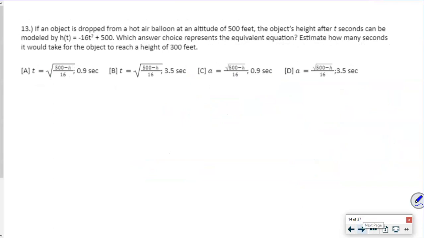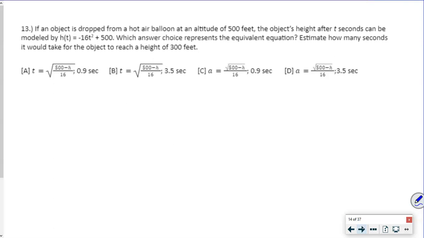Okay. So our next one says if an object's dropped from a hot air balloon at an altitude of 500 feet, the object's height after t seconds can be modeled by h of t is equal to negative 16t squared plus 500. Which answer choice represents the equivalent equation? Estimate how many seconds it would take for the object to reach a height of 300 feet.